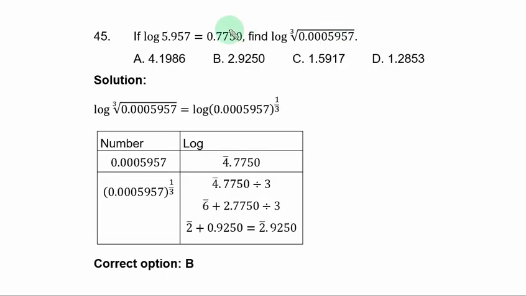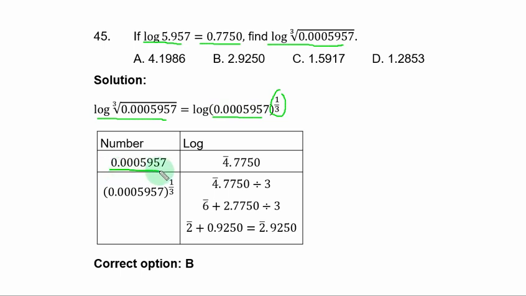Question 45. If log 5.957 is equal to 0.7750, find log cube root of 0.000597. Solution. This is the given problem. You need to understand that anything cube root implies power of 1/3. So we take this number and look for its logarithm.